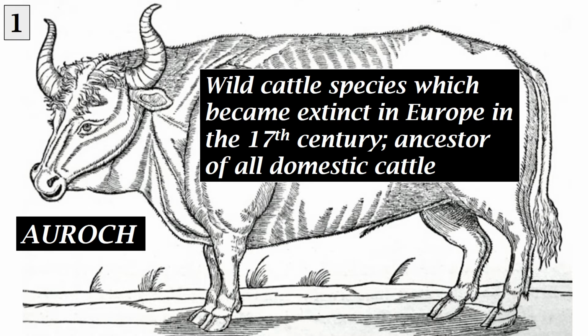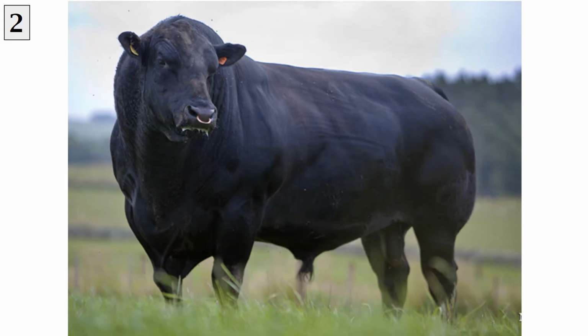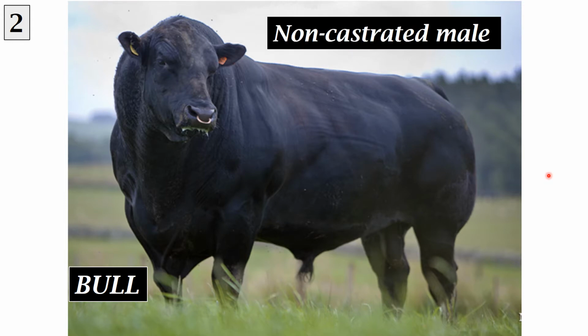Here's number 2. This is a bull. I think you might have got that. What you might know is the kind of differences between these different types of cattle. A bull is defined as a non-castrated male, a male which is still capable of producing offspring. And there's not too many of these around, obviously, because they can be quite aggressive.